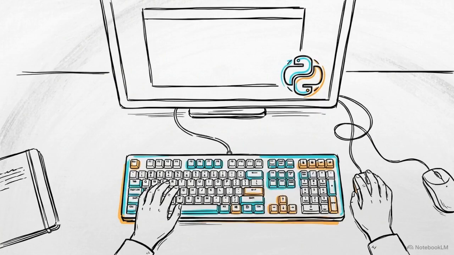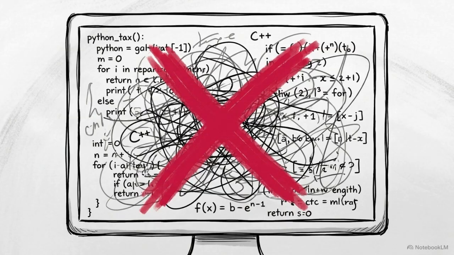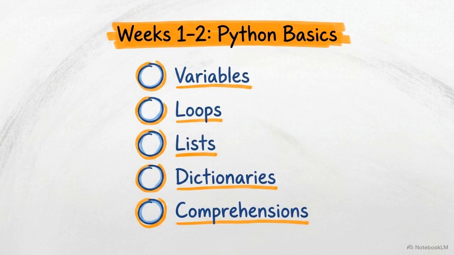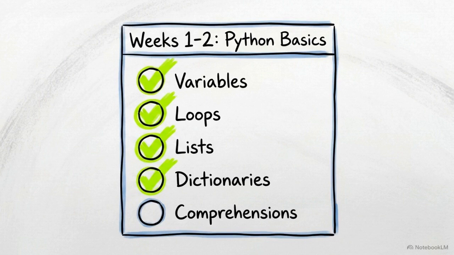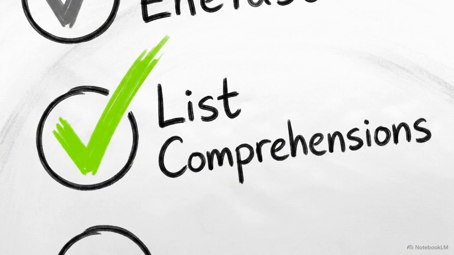Step 1. Weeks 1 and 2 are dedicated strictly to mastering core Python fundamentals. You need to be comfortable here before you attempt any complex algorithms. As you can see in this checklist, these are the Python components that must become second nature. You need to write variables, loops, lists, dictionaries, and list comprehensions without looking up the syntax.